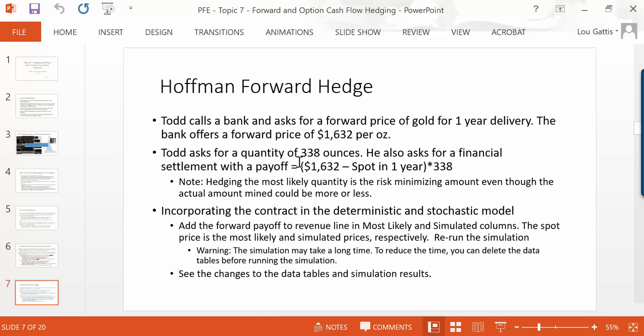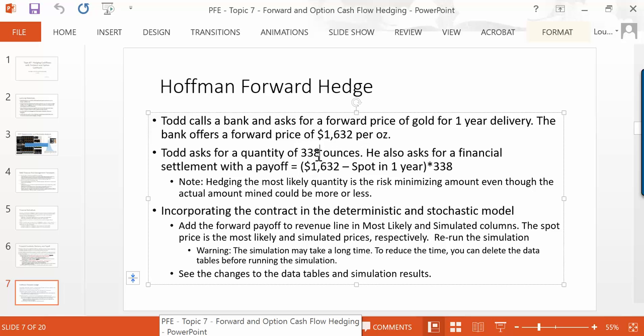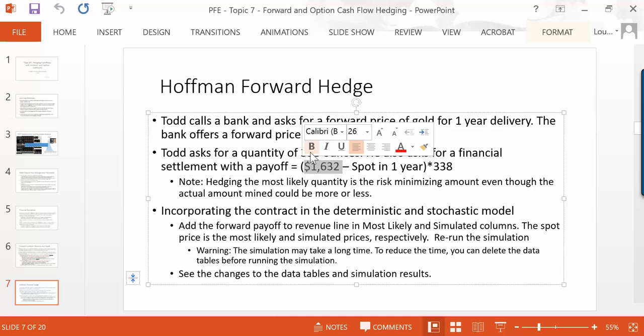Now what we're going to do is incorporate, let's assume that Todd Hoffman and his gold mine decide that gold prices are too risky to worry about. I don't want to take on that risk. So we're going to assume that Todd enters into a contract to sell his expected gold, 338 ounces, at the expected spot price, say $16.32. And a financial institution agrees to enter into a forward contract that's financially settled with a forward price of $16.32 and a quantity of 338 for 1 year delivery.